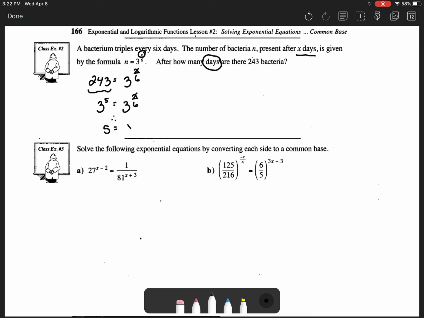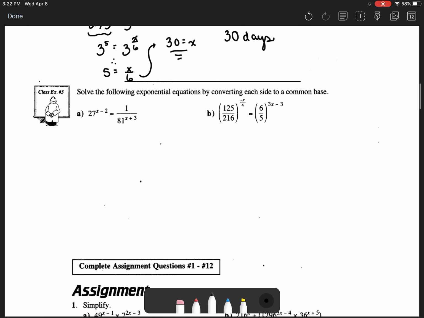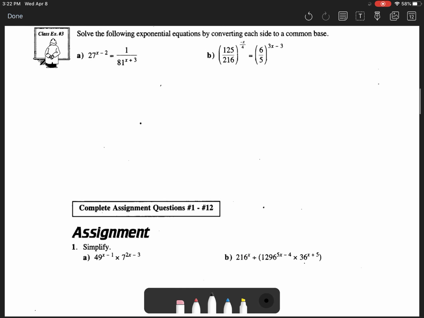Okay, I'm at a good point here. I have common bases, so therefore I can just say 5 is equal to x over 6. And from there, pretty easy to solve. I now multiply both sides of the equation by 6, so 6 times 5 is 30. So 30 is equal to x. And again, it's a word problem, so I'll just say that was 30 days. And we're good.